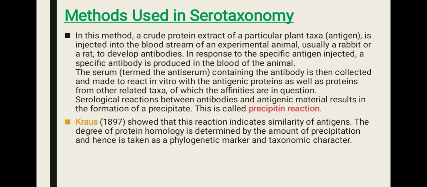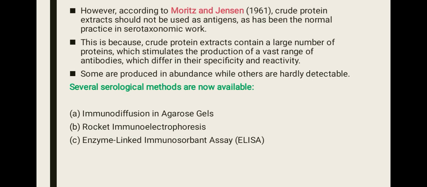Then Kraus in 1897 showed that this reaction indicates similarity of antigens. The degree of protein homology is determined by the amount of precipitation, and hence it is taken as a phylogenetic marker and taxonomic character. However, according to Moritz and Jensen in 1961, crude protein extracts should not be used as antigens, though this has been the normal practice of serotaxonomic work.